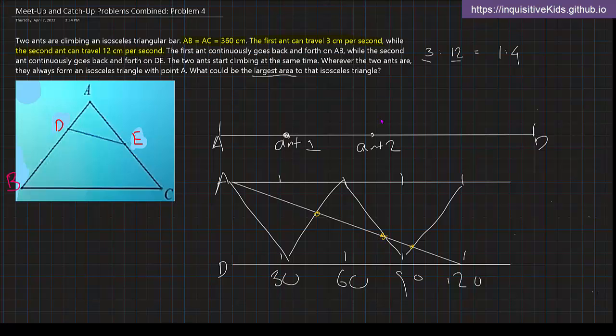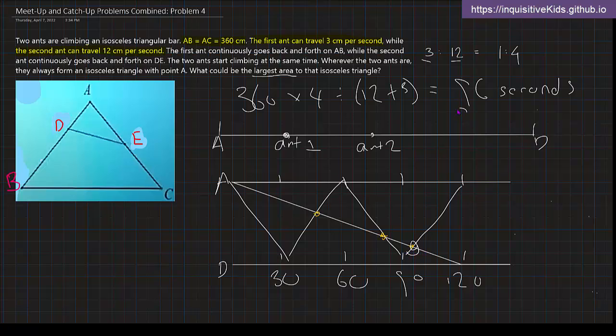So let's think about which of these intersections it could be, and let's think about in how many seconds the whole thing took. So remember, AB and AC are each 360 centimeters. So that times 4 divided by 12 plus 3, which is the sum of their speeds, we get 96. So 96 seconds took that. This is 96 seconds right here. 96 times 3 equals 288.